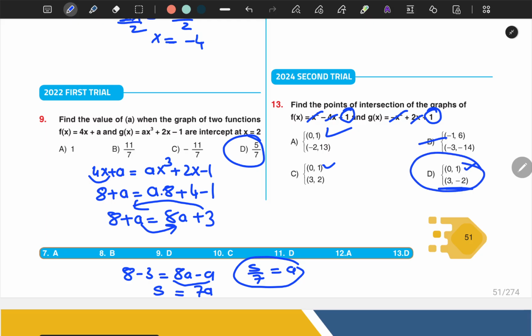Guys, those type of the example, you can be able to solve it by using calculator. And you don't have to need to do operation by yourself.